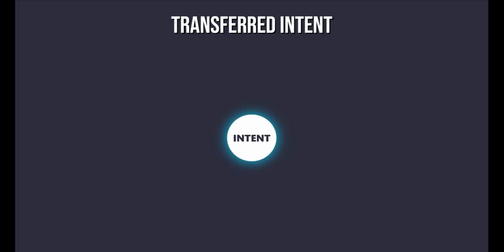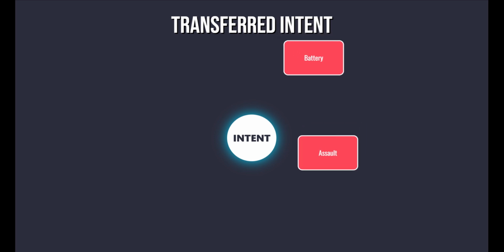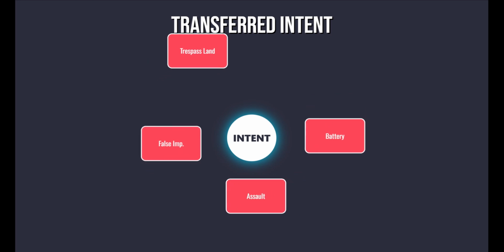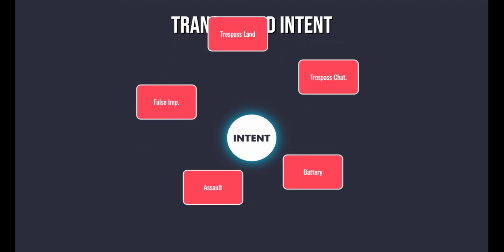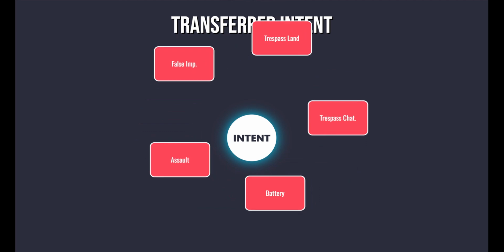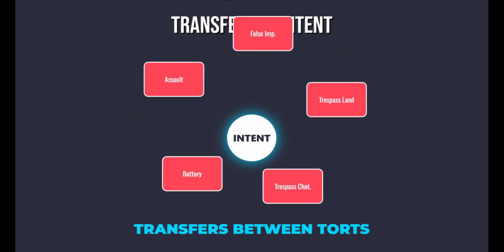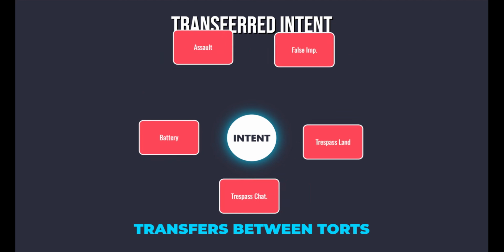For example, a defendant intends to hit A but hits B instead. The intent to commit battery against A transfers to B. If a defendant intends to frighten A, which is assault, but accidentally touches A, the intent transfers. The intent to commit assault satisfies the intent element for battery. This rule ensures liability even when the target or the resulting harm differs from the plan.